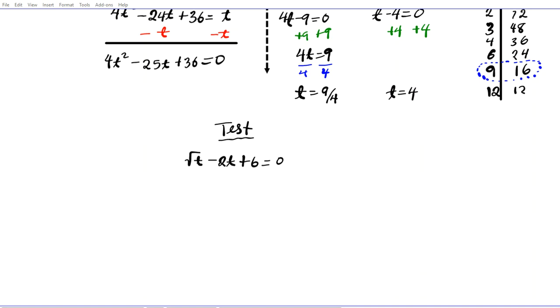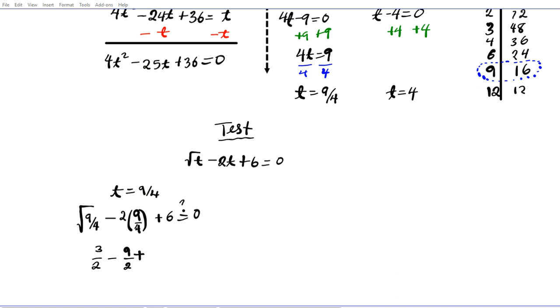Okay, so first one that we are going to test is 9 over 4. So when t is equal to 9 over 4, does it satisfy this equation? In other words, if I substitute 9 over 4 into this equation, do I get a true statement? Question is root 9 over 4 minus 2 times 9 over 4 plus 6, is it equal to 0? Is it? Let's simplify this. This becomes 3 over 2. When we multiply this, 2 goes here twice, so we have 9 over 2.